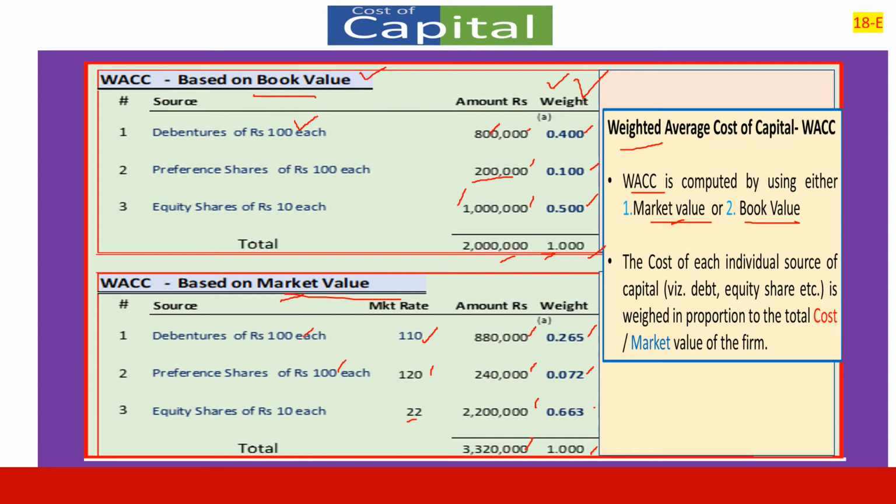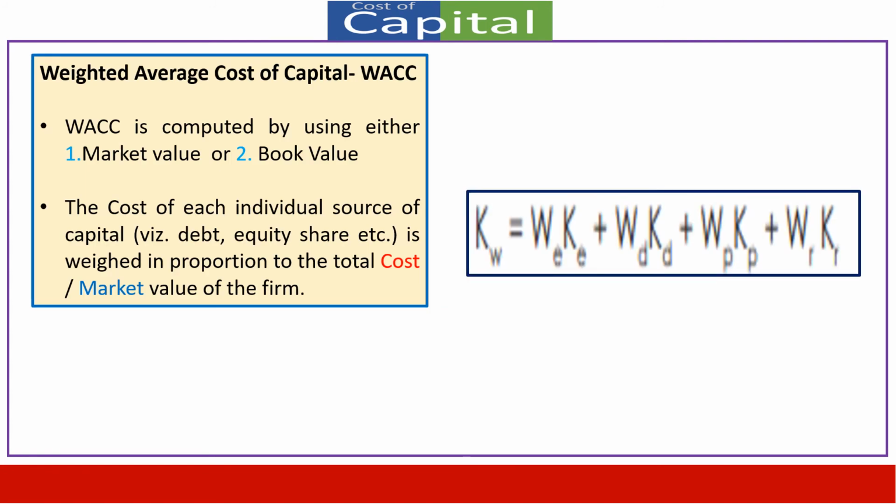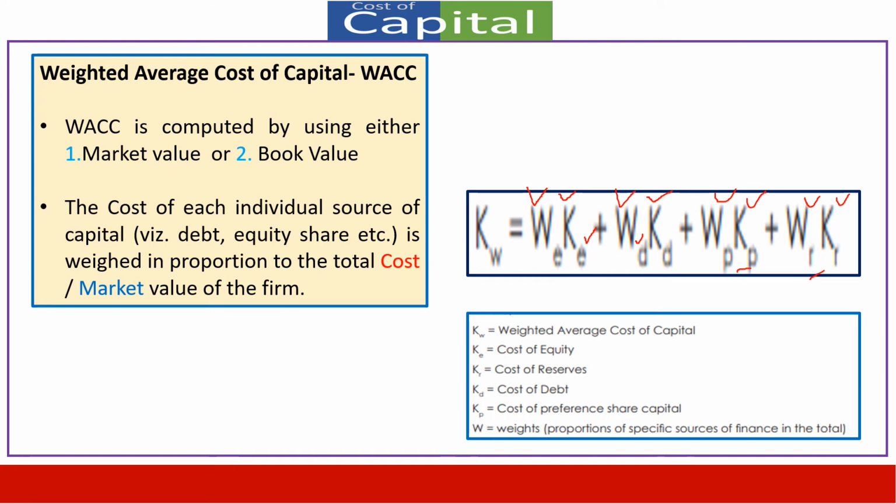Therefore, weights based on book value are derived, and weights based on market value are derived. And to this, the cost of each individual source of capital: debenture has got a separate cost, preference shares have got a separate cost, equity shares have got a separate cost. Each weight is multiplied by the respective cost. Let us look into how it works. For equity, take the weight, take the cost, multiply. For debentures, take the weight, take the cost and multiply. Add it together: weight and cost of preference, and weight and cost of retained earnings. This is the formula of weighted average cost of capital.